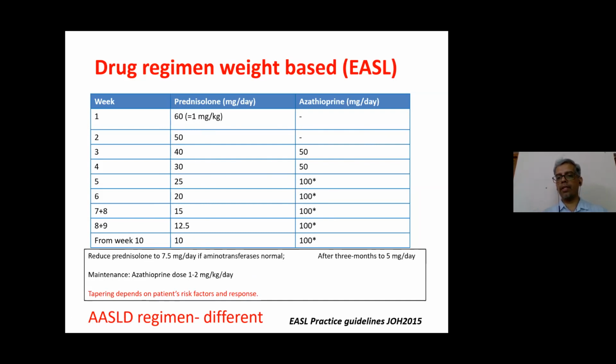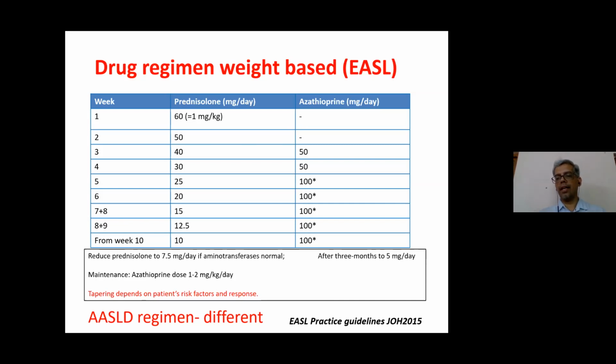When we start tapering, tapering depends on multiple factors, including the patient risk factors, patient response, and the liver enzymes. How they are responding plays an important role regarding your tapering doses, and these are not very fixed schedules. The AASLD regimen is a little different and would suggest to start with 60, drop down to 20 by the next week, and then drop by 10.